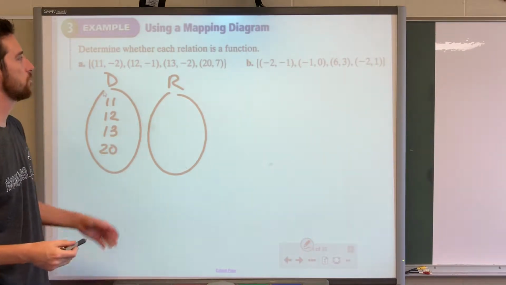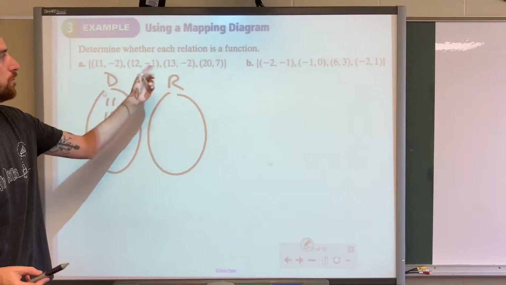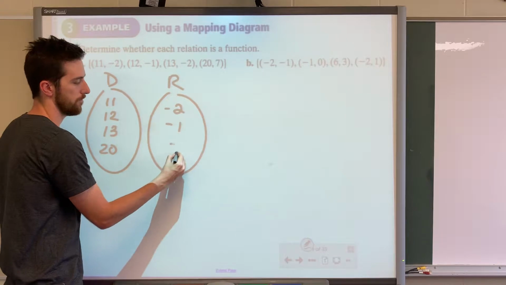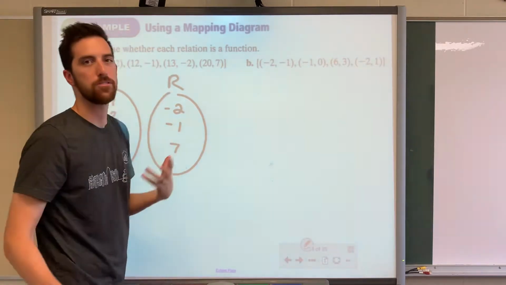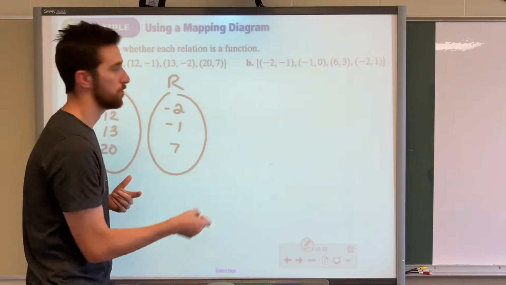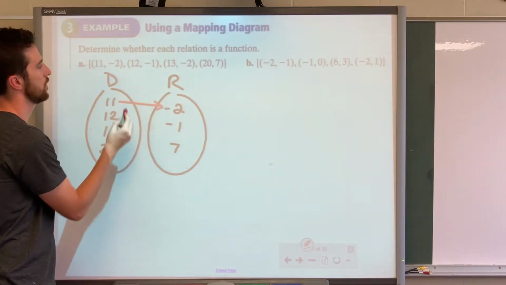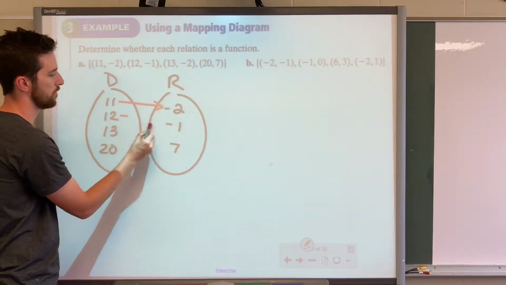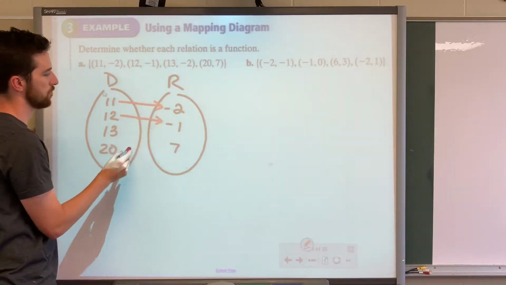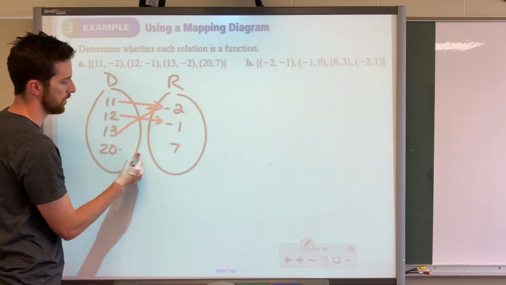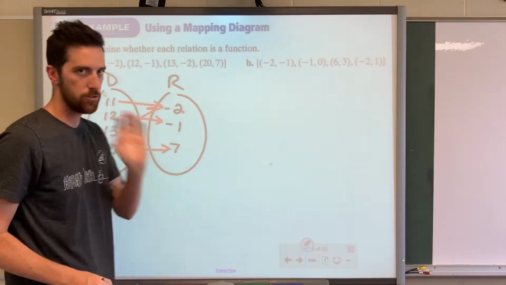Our range are all our y values, so we have -2, -1, and 7. We're going to have arrows that indicate which one is connected with which range value. So 11 went to -2, 12 went to -1, 13 went to -2, and 20 went to 7. Here's what you're looking for.